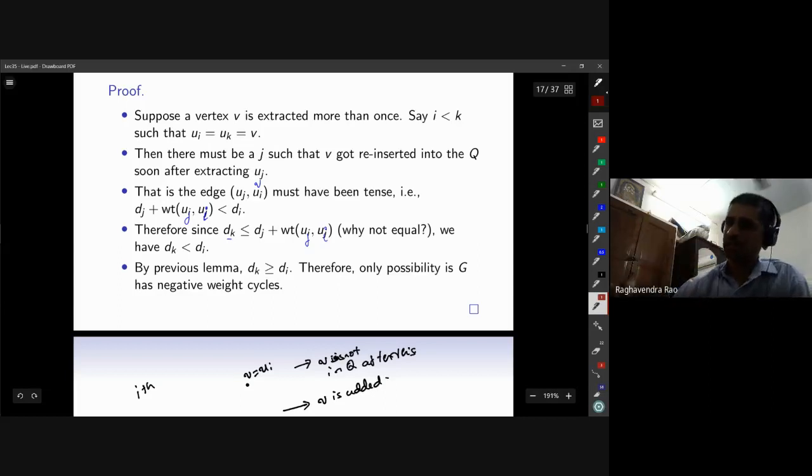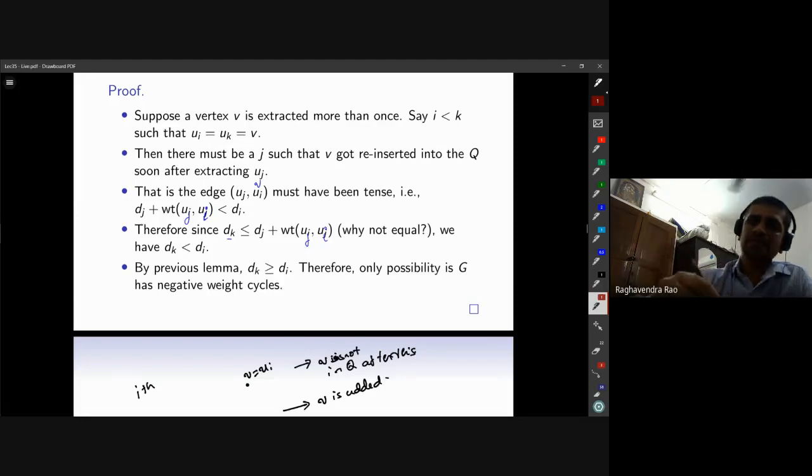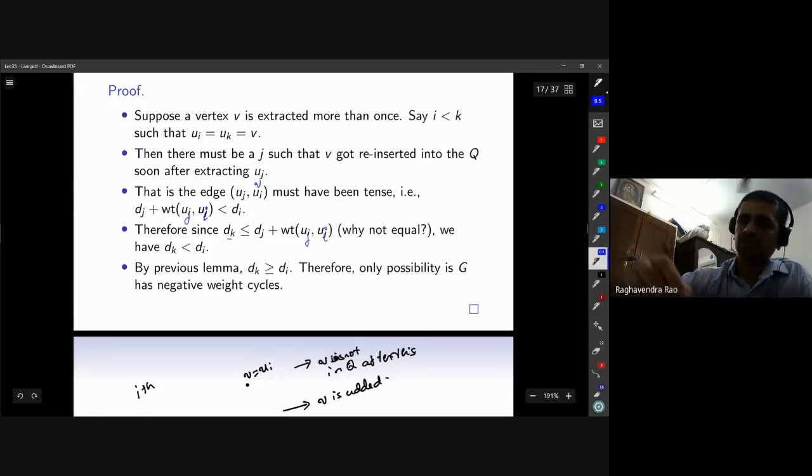Okay, so what was the previous lemma saying? The distances of extracted elements will only increase, if at all. It might stay the same, but it won't decrease. So what we have is dj is greater or equal to di. Okay, so this already contradicts.